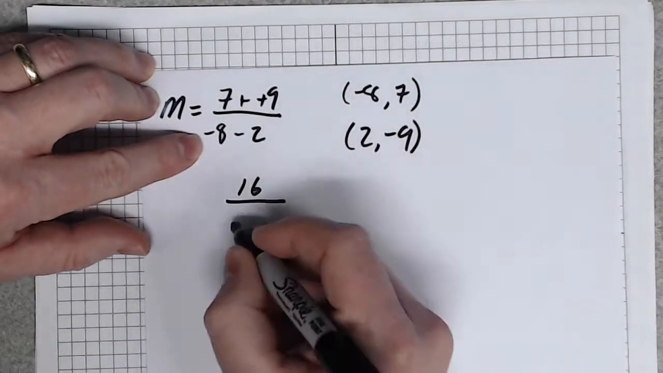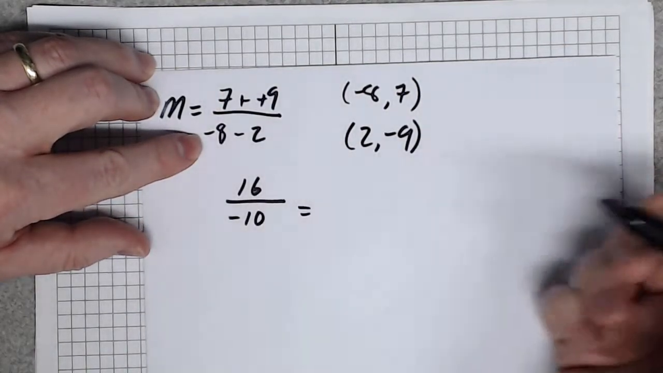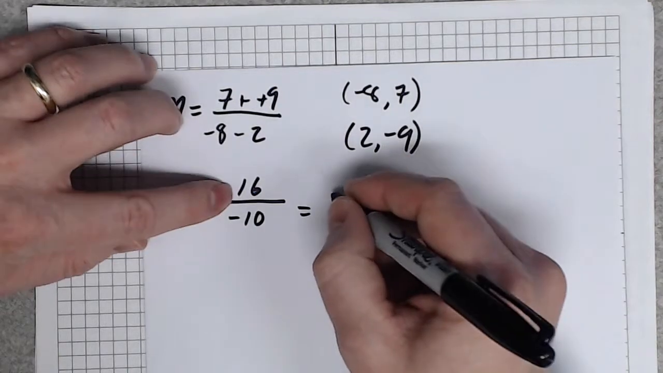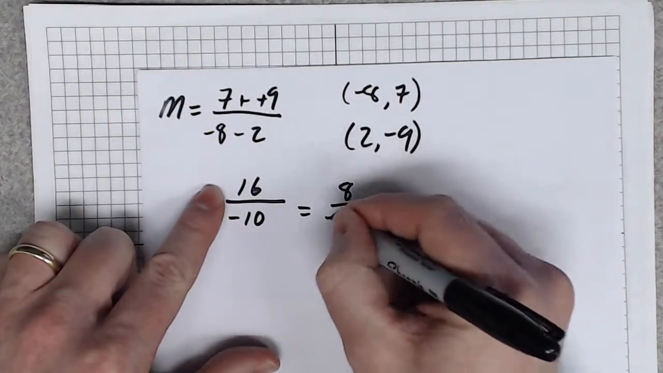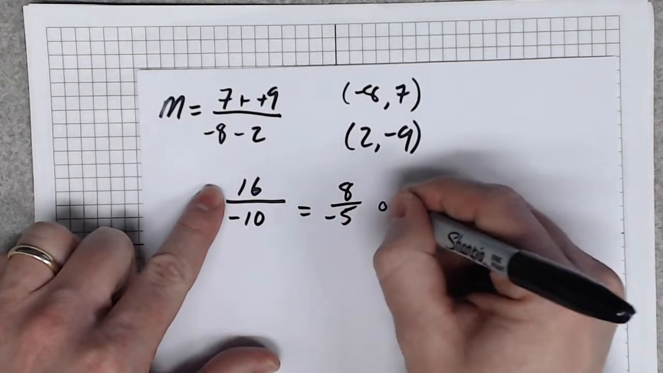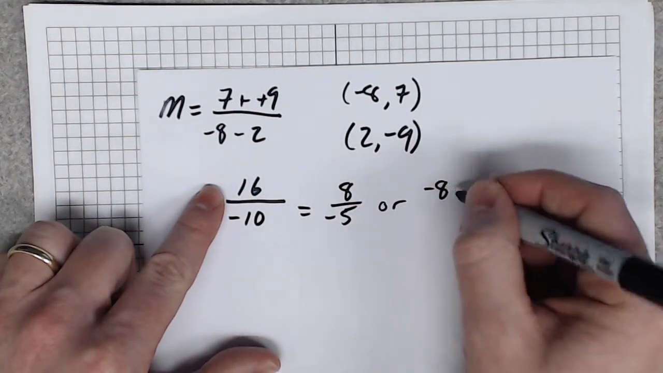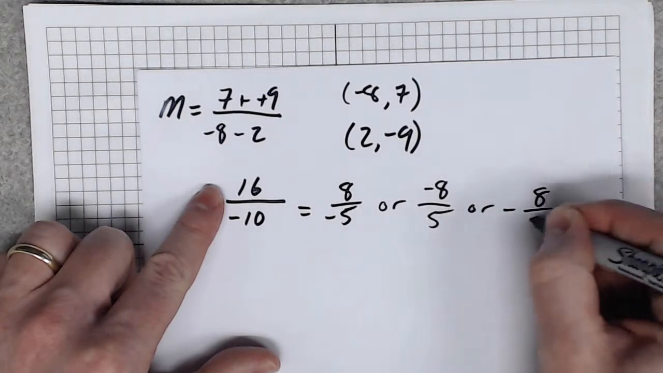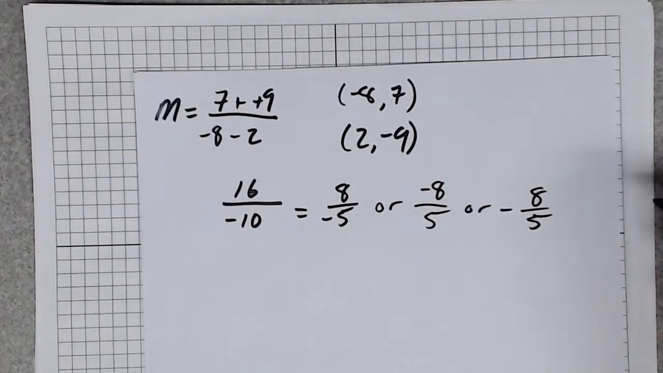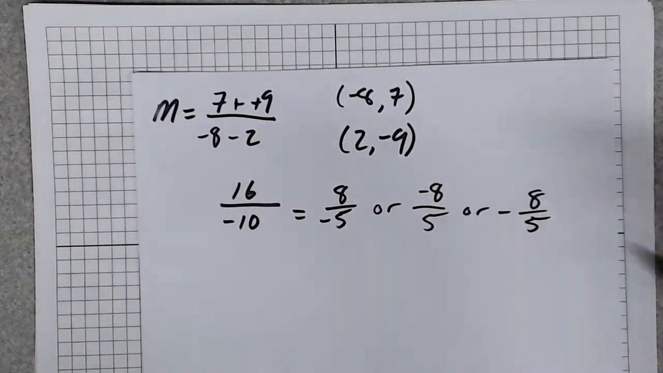-8 minus 2 would be -10. And we reduce that down, it would be -8/5, I believe. Now you can write that as 8 over -5, or -8 over 5, or negative on the front. All three of those are equivalent. That's how you find the slope of a line.